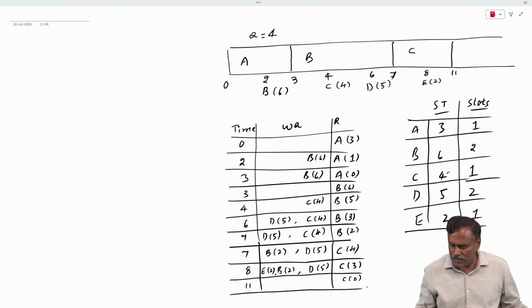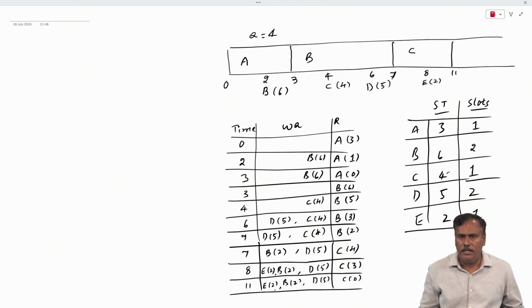These are the processes that you have in the queue: D, B, and E, which need the service times: D needs 5, the remaining service time of B is 2, and the service time of E is 2 units.